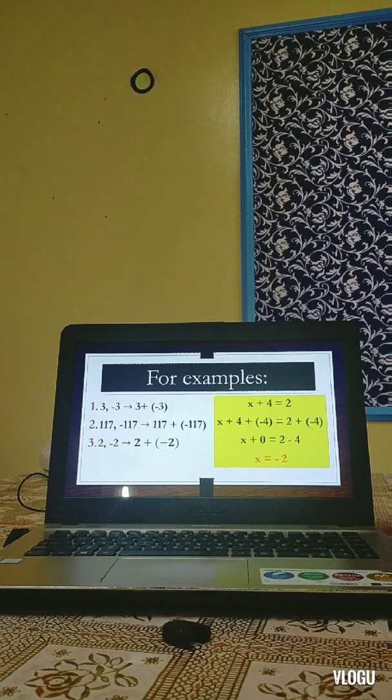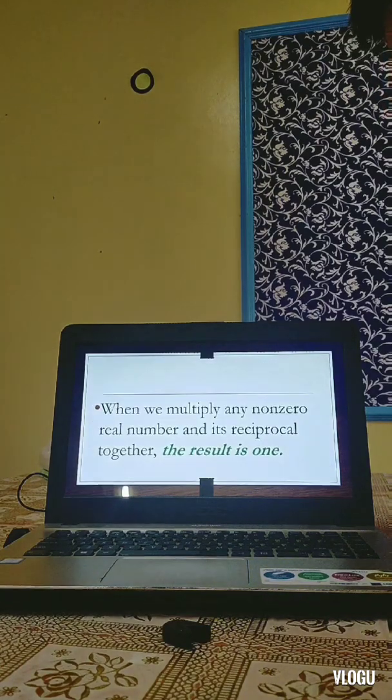For example, in algebra, x plus 4 is equal to 2. Then we're going to use the addition property of equality. x plus 4 plus negative 4 is equal to 2 plus negative 4. 4 plus negative 4 is equal to 0. That's why x plus 0 is equal to 2 plus negative 4, which is negative 2. So x is equal to negative 2.